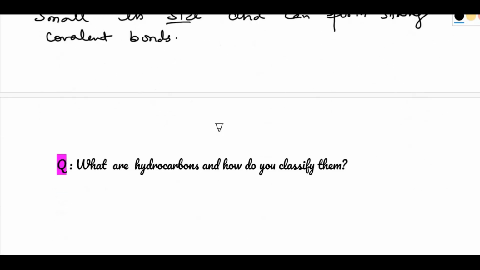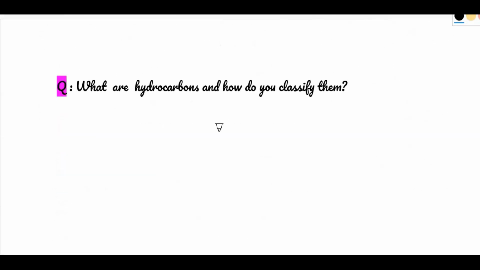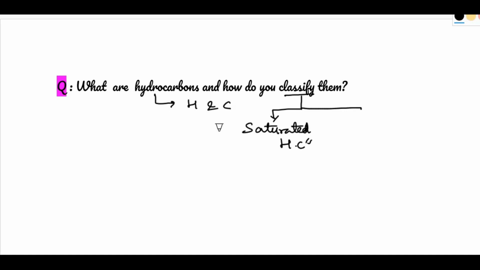That is catenation. Coming to what hydrocarbons are and how you classify them. Hydrocarbons means all the compounds which contain hydrogen and carbon. How do you classify them? You classify them as saturated hydrocarbons or unsaturated hydrocarbons.